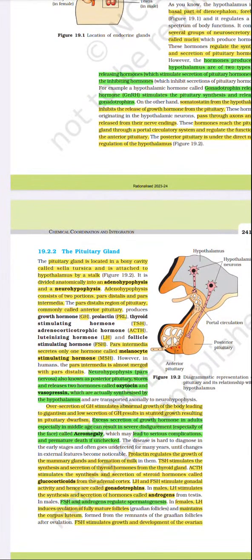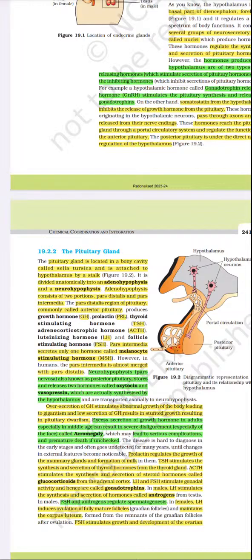The pituitary gland is located in a bony cavity called sella turcica and is attached to the hypothalamus by a stalk. It is divided anatomically into the adenohypophysis and neurohypophysis. Adenohypophysis consists of two portions, pars distalis and pars intermedia.